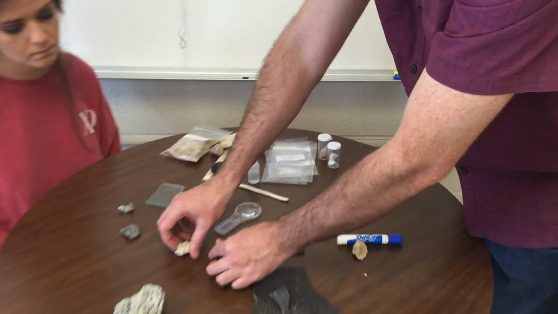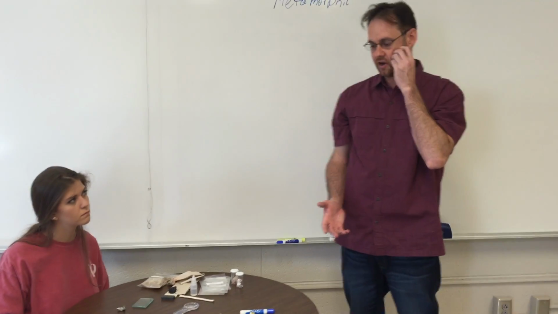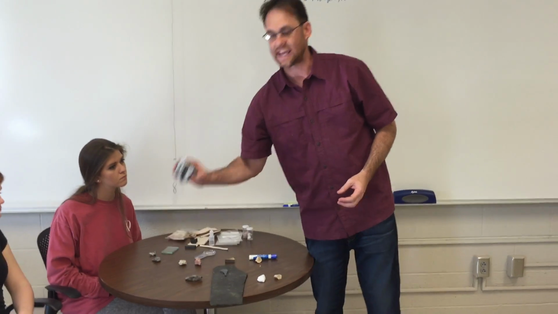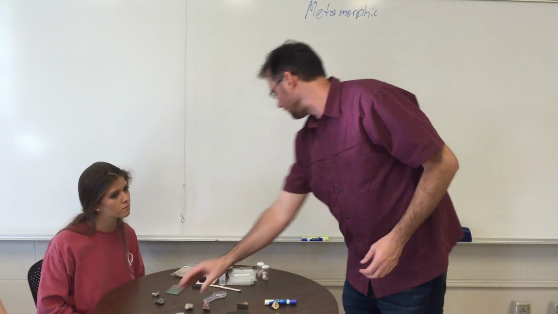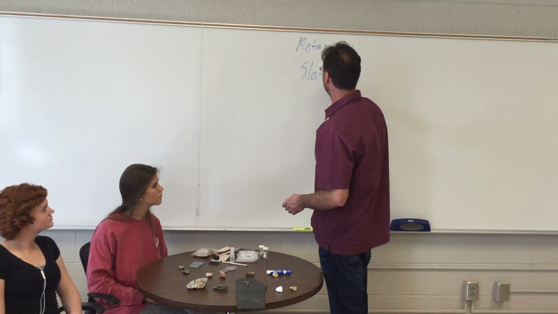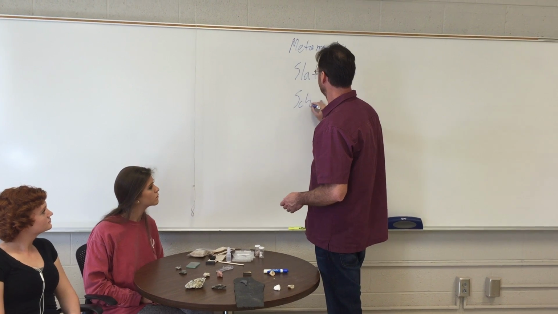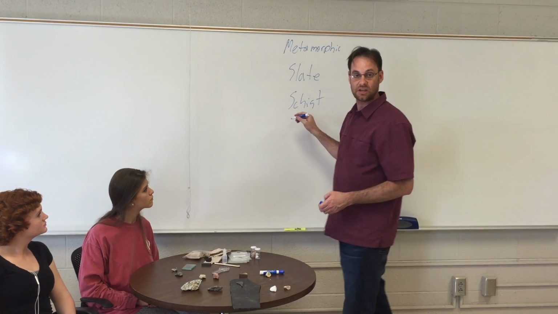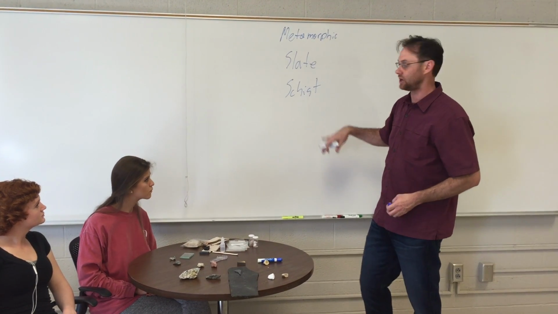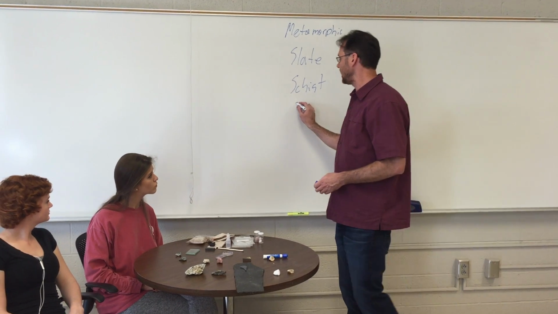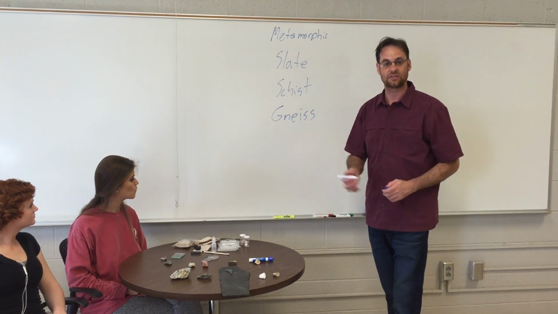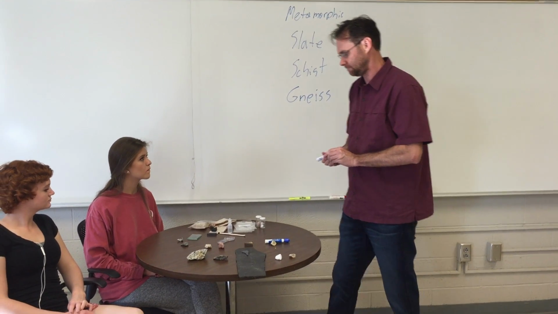Okay? The final amount of heat and pressure, the highest amount, results in what's called a gneiss. So we have slate as the low, schist as medium, and these are both medium to moderate, but in order of going up. We have slate, schist, and then gneiss, which is spelled funny, G-N-E-I-S-S, as the highest amount of heat and pressure that's been exhibited.